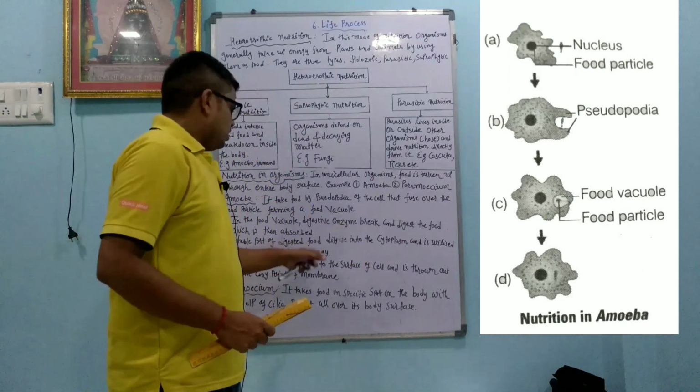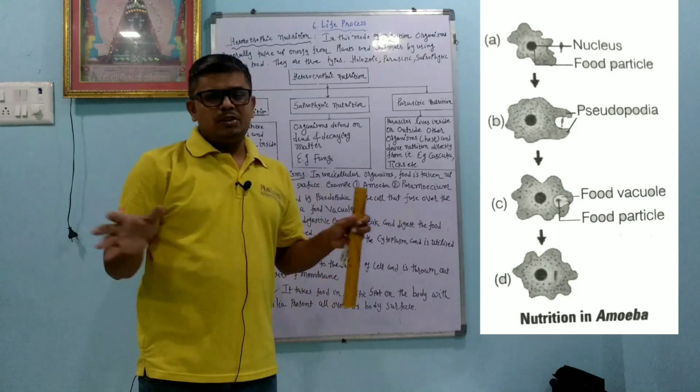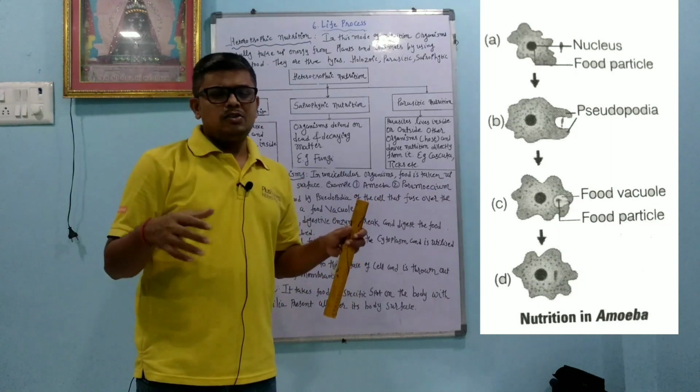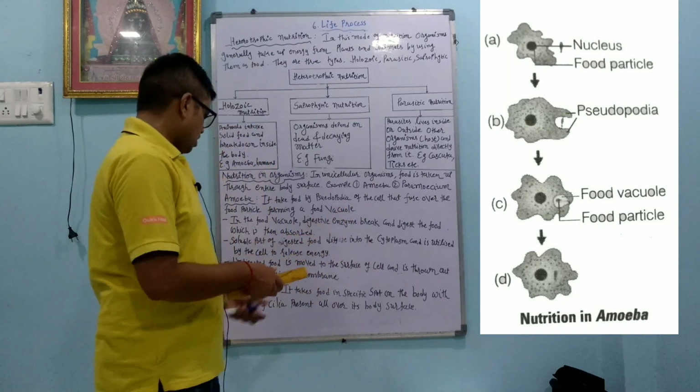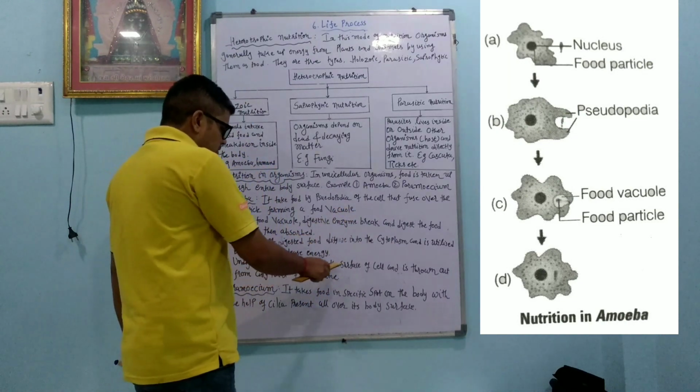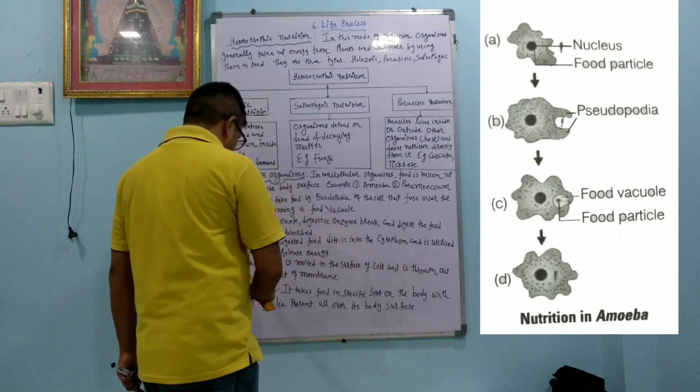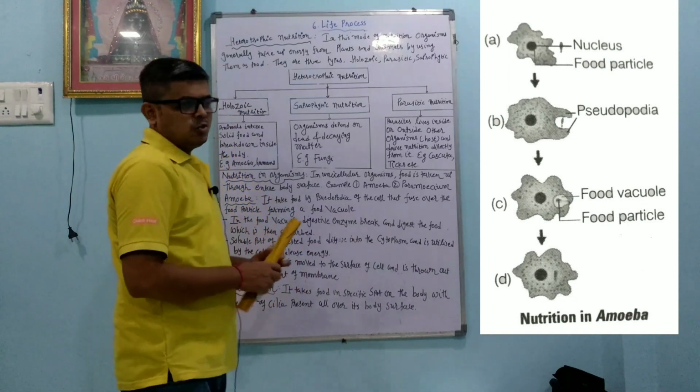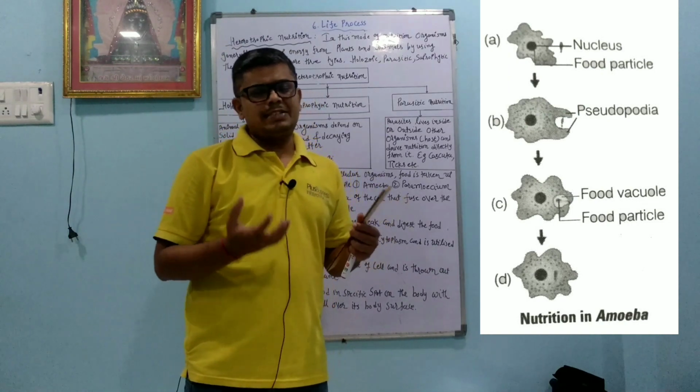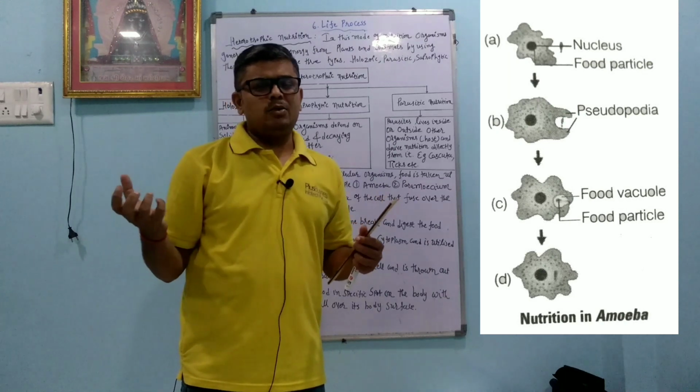So whatever digested food is there is diffused in the different parts of the cell, and it is utilized as energy. Okay, undigested food is moved to the surface of the cell and is thrown out from any point of the membrane. So the undigested part, the excretory part, goes outside of the cell by diffusion.